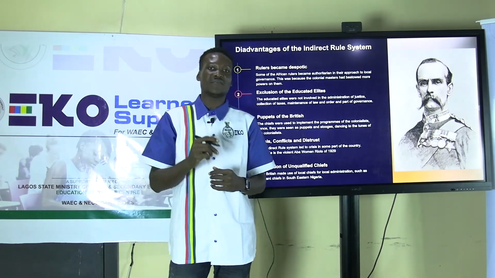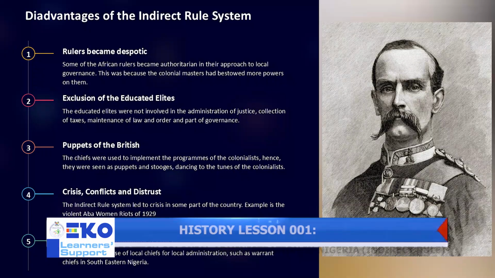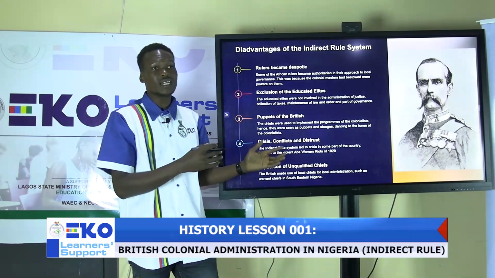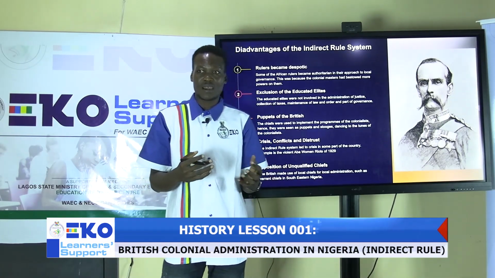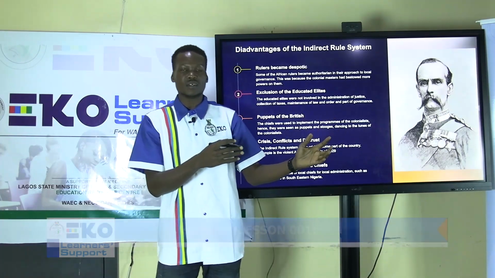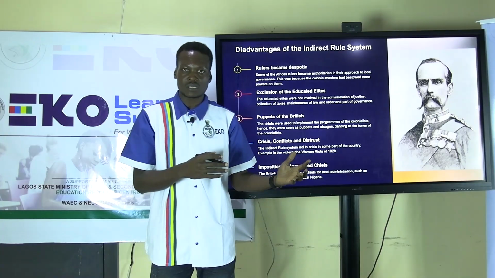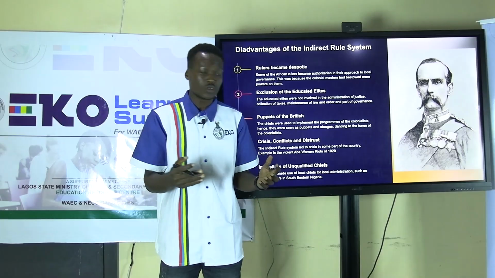Also, another key disadvantage is the exclusion of educated elites. Those that were educated at that time were excluded. Maybe the colonialists thought that the educated elites in Nigeria might give them some challenges. They might go against some of their policies. That was why they excluded them, which was not too good.